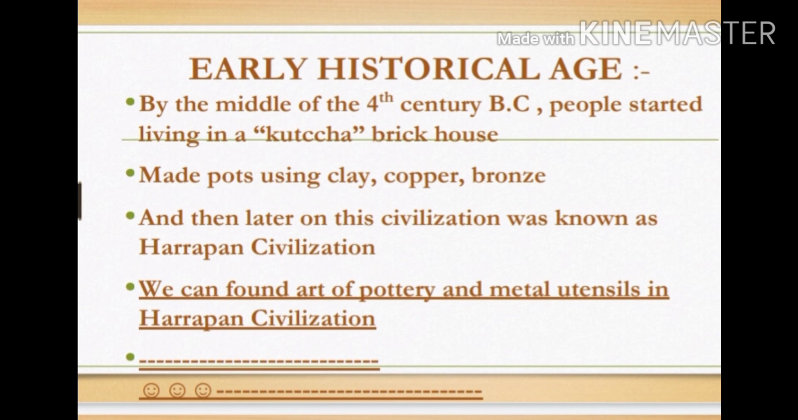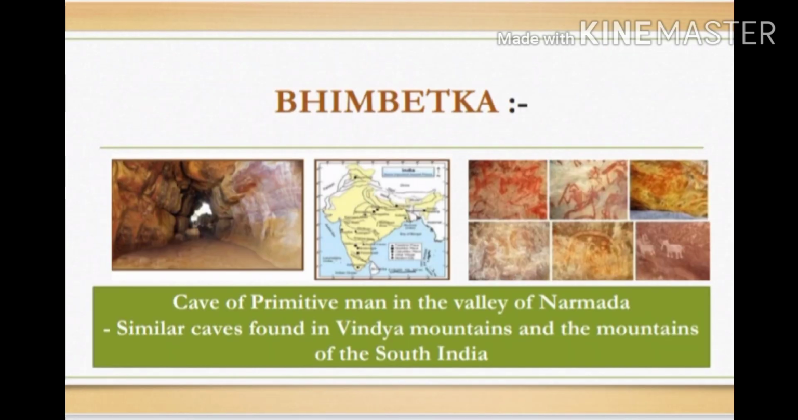Okay? Fire used for light, for cooking food, for keeping fierce animals away. Okay? Clear? Fine. Harappan civilization is famous for art of pottery and metal utensils. Okay? And most important thing, which is the most revolutionary invention of human life? Wheel is the most revolutionary invention of human life. Okay? Bhimbetka in Madhya Pradesh, Langhanj, Gujarat. Fine? Clear?